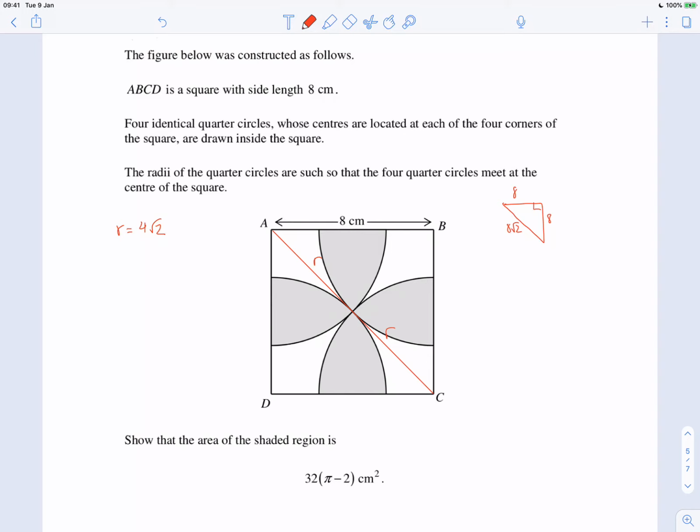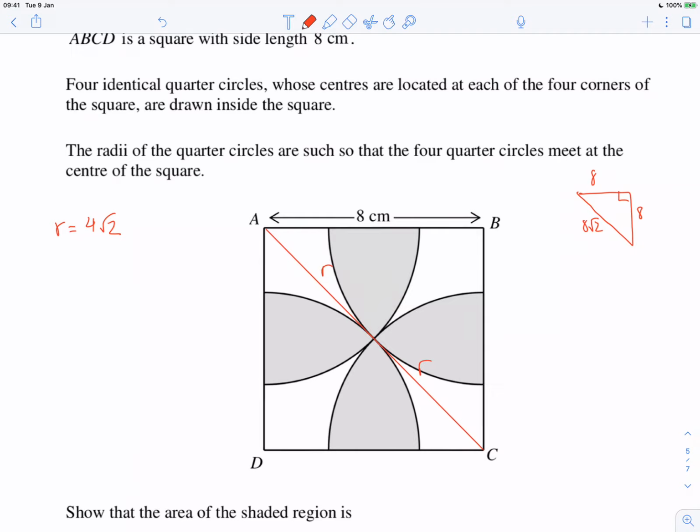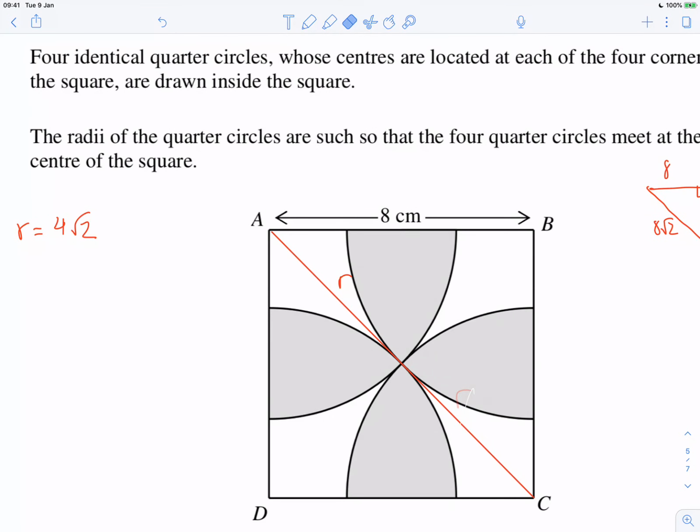So that's pretty straightforward. Next up, what I'm going to do is I'm going to assume the following. Imagine I draw a line from A to the centre like that, which I know is 4 root 2. And I'm just going to consider this sector here.